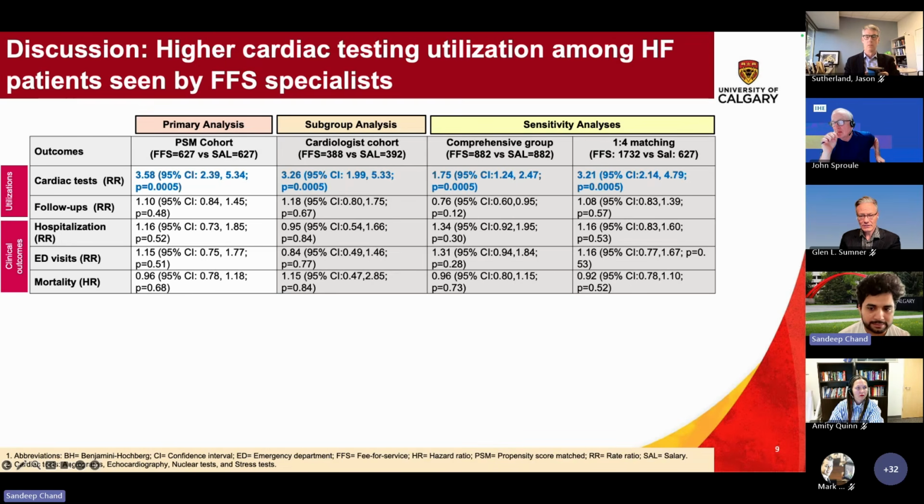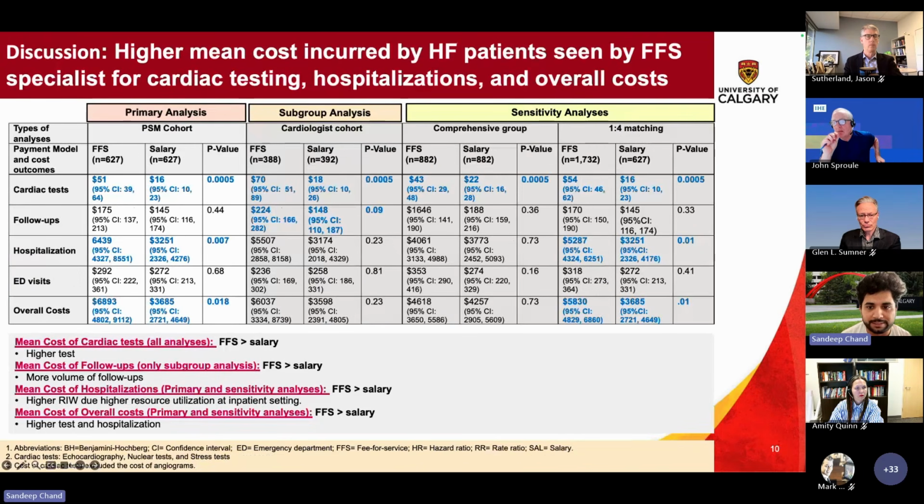What we can say is that the link between how a specialist is paid and how much testing their patients get is strong and consistent in all the different kinds of analyses that we performed. The cost picture is less uniform. Testing costs were significantly higher in the fee-for-service group in all four analyses. That one holds everywhere, and it follows directly from the testing results.